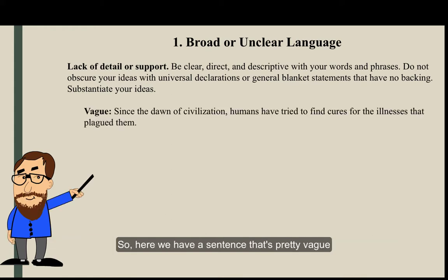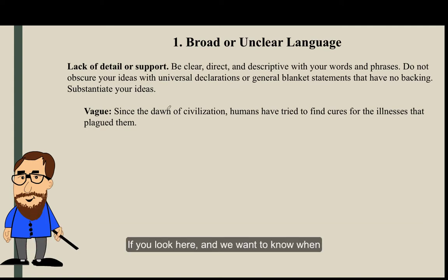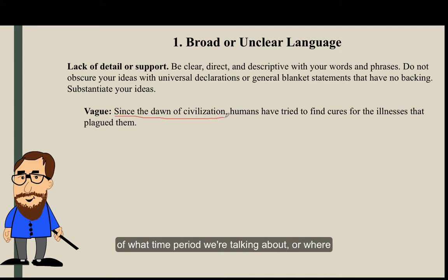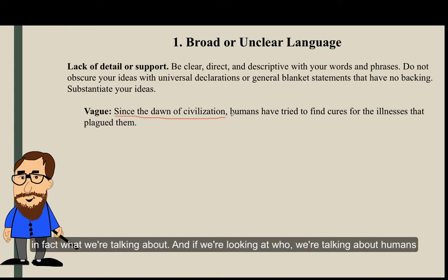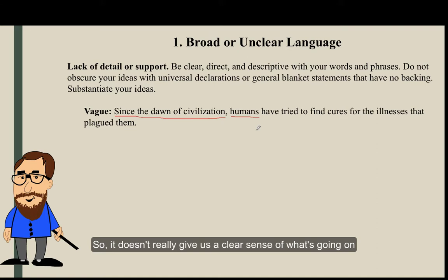So here you have a sentence that's pretty vague. Since the dawn of civilization, humans have tried to find cures for the illnesses that plague them. If you look here and we want to know when, it says the dawn of civilization. It doesn't really give us a good idea of what time period we're talking about or where, in fact, we're talking about. And if we're looking at who, we're talking about humans. So it doesn't really give us a clear sense of what's going on, when it's happening, how it's happening, and what exactly these illnesses are.